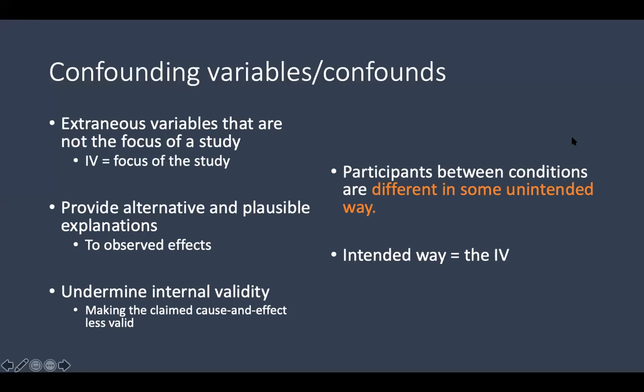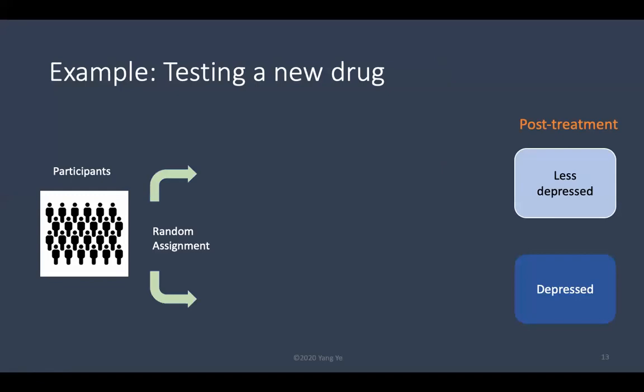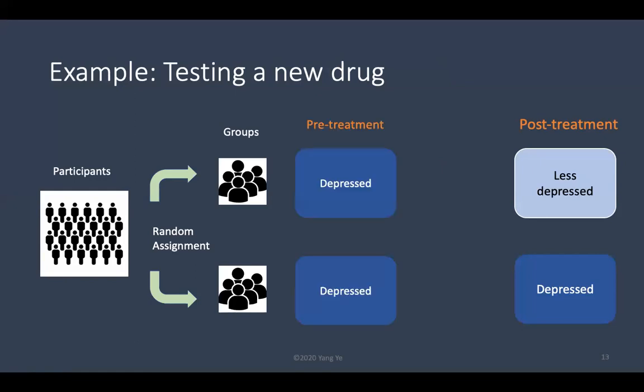Right, so the intended way is the independent variable. For example, if we want to test a new drug, we can randomly assign participants into two groups, right? And we can have a pre-drug treatment measure of how depressed they are. Say we want to test a new drug and its effect on depression, and then we can have a treatment of 10 weeks. In the treatment group, they take the drug or the medication. In the no-treatment group, the control group, they don't take any medication.